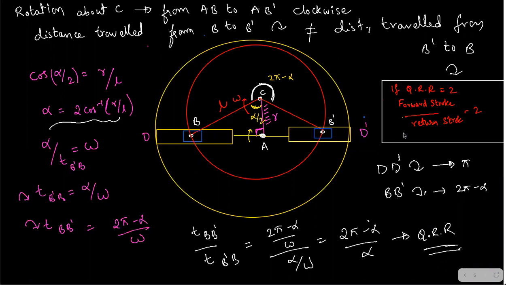Okay, if the return stroke is equal to 2 seconds, can you tell me what forward stroke is? Just put in return stroke 2 seconds. You will get forward stroke as 4 seconds, right? Forward stroke means while the operation is taking place.